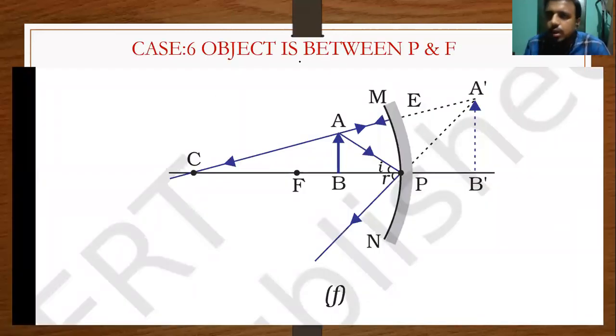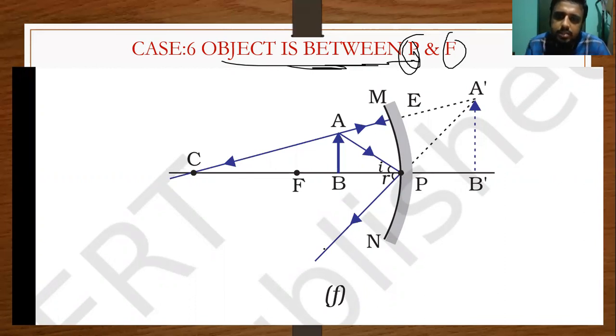The last case of the concave mirror: when the object is between P and F, the pole of the mirror and the principal focus. AB is the object, and one ray is coming from A and hitting the pole of the mirror, and it is getting reflected as PY. Another ray is passing from A, hitting the point E, and retracing its path through C.